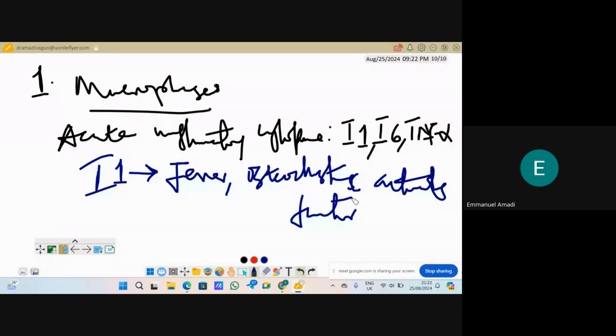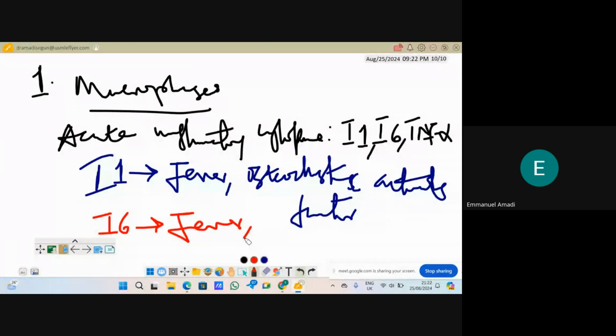Now, when we talk about IL-6, IL-6 has 2 important things in this pathway that are very, very important. Now, the first thing about IL-6 is that it is an acute inflammatory cytokine. So it's going to mediate fever, first of all. Now, aside from fever, it does something that is also very, very important.